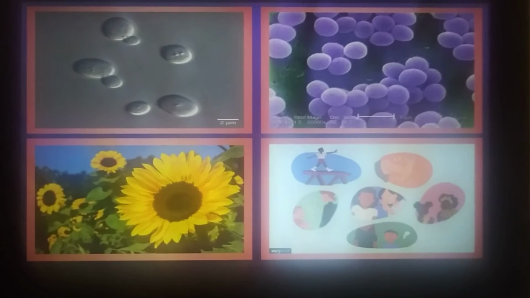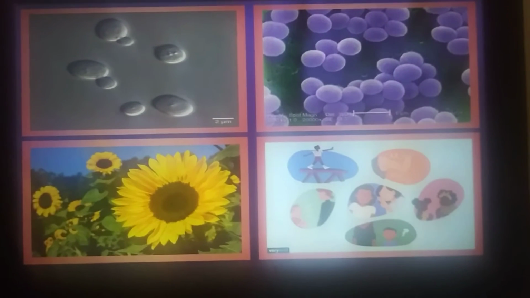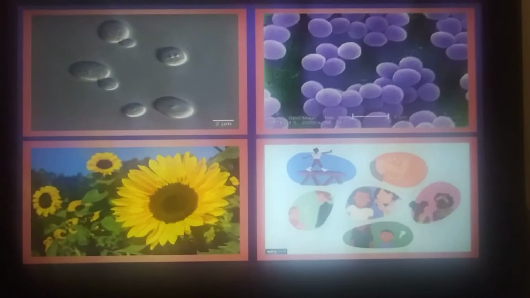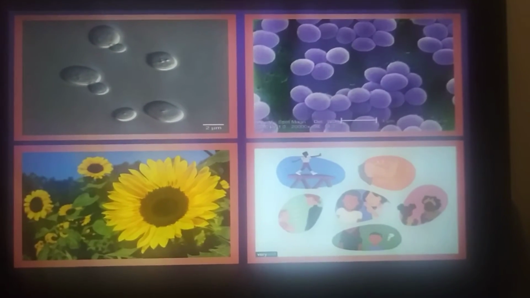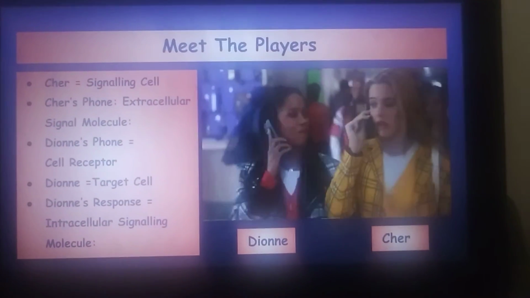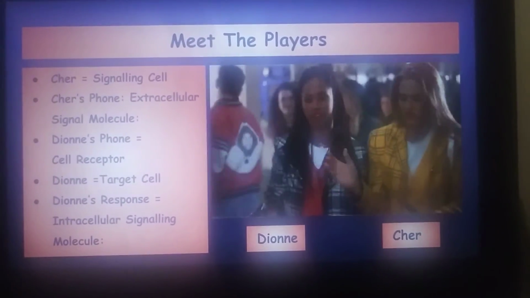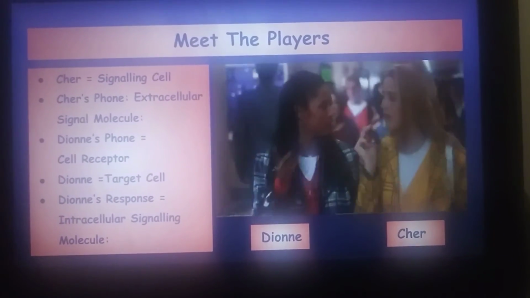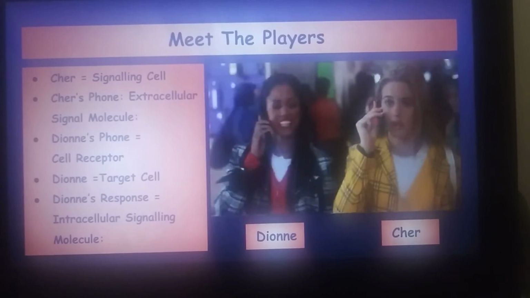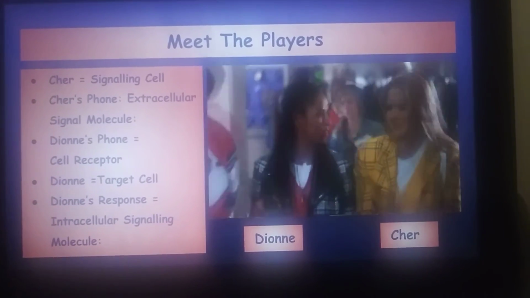Please take a look at these living organisms, from the single-celled eukaryotic yeast to the gram-positive bacteria Staphylococcus aureus, sunflower plant, and even human beings. Cell communication is essential. How do these organisms communicate? They communicate through a process that reflects the complexity of its organisms.